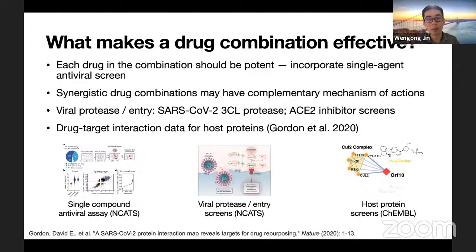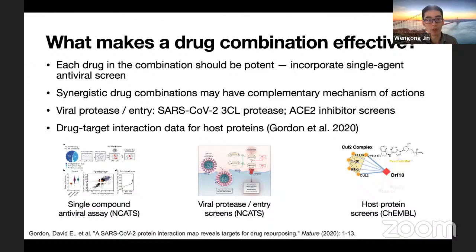So the question here is what makes a drug combination effective? If you look at these HIV antiviral drug combinations, you will see that first, each drug in the combination should be potent. Each individual drug should be able to deliver some level of antiviral effect, even though it may not be strong enough, but at least there should be some signal. This motivates us to incorporate the single agent antiviral screen in the model training. I will talk later about how this is integrated with the drug combination synergy prediction.